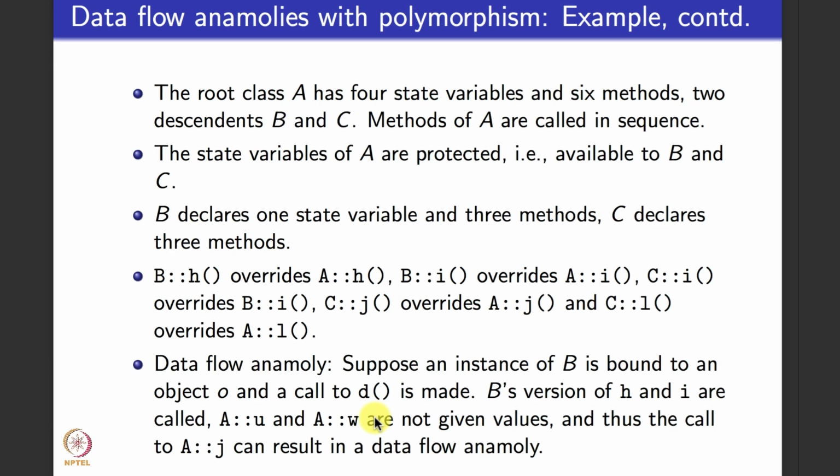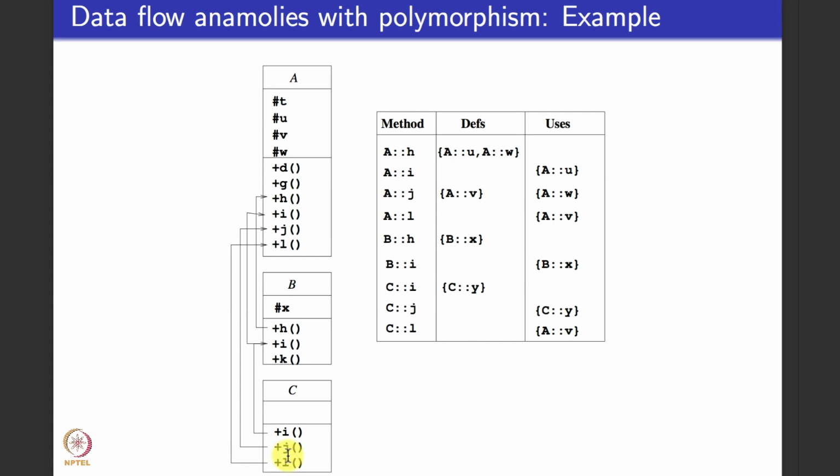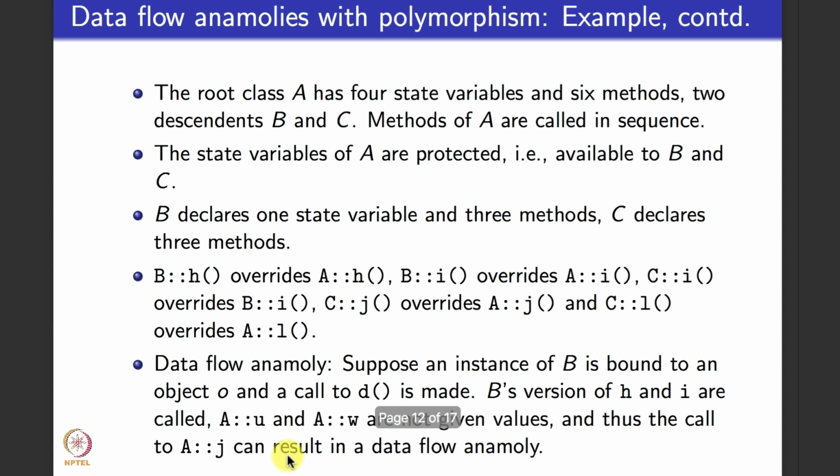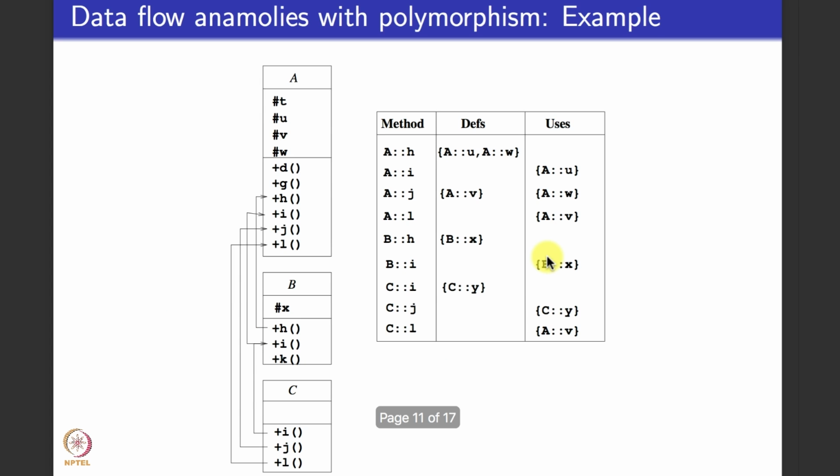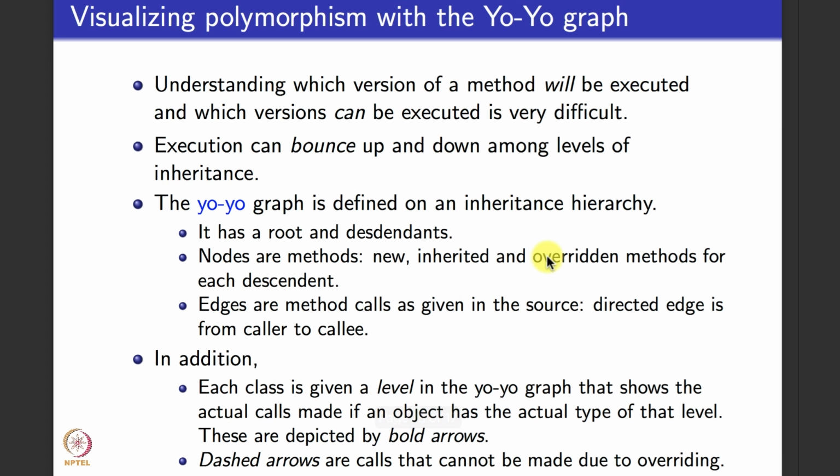B's version of H and I are called. AU and AW are not given values because only A's version of H gives them values, which means what? The call to AJ can result in a data flow anomaly. It is not present at all. So how will it use W? There will be a problem. So these are the kind of faults that we want to identify and test for when we do object-oriented programming. Now one last example before we move on, where I introduce Yo-yo Graph formally to you.